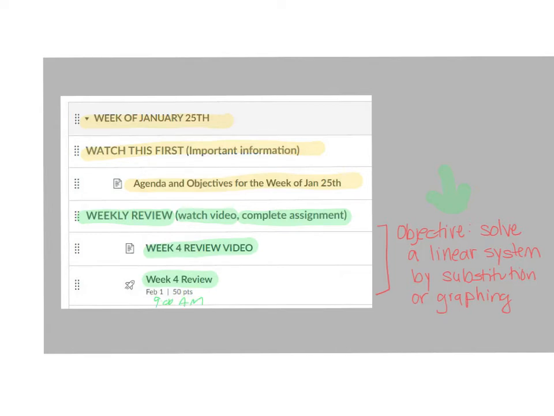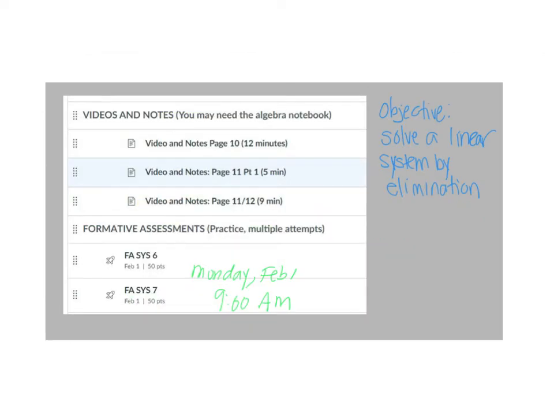So after you go ahead and do that review, then what you're going to do is move on to the new material for the week, and that is what we see right here in the video and notes. And yes, you will need your algebra notebook for this week. There are 3 pages, 3 videos that you'll go through. The first one here will talk about elimination, the new method that is going to be our objective for this particular lesson. And then we're going to talk about using elimination with those special cases like no solution and infinitely many solutions. That's going to be the first part of page 11.